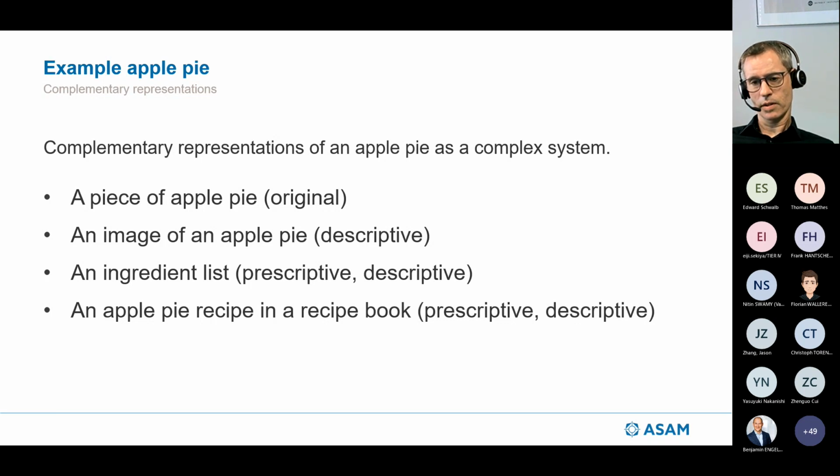And just looking at these different representations of a single complex system should make it clear that whenever you want to represent a complex system, probably one model is just not enough. I give you an example. When you really want to experience the taste of an apple pie, you would probably not eat an apple pie recipe. And that's exactly what I want to say. So we need different representations of a single complex system with different modeling goals.